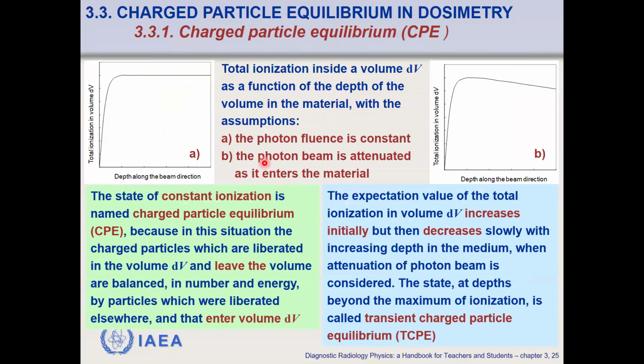So if I want to compare between figure A and figure B, of course, total ionization inside a volume dV as a function of the depth of the volume in the material. This is what we will see in the two figures, but I have two cases. In the first case the photon fluence is constant; in the second case the photon beam is attenuated as it enters the material.